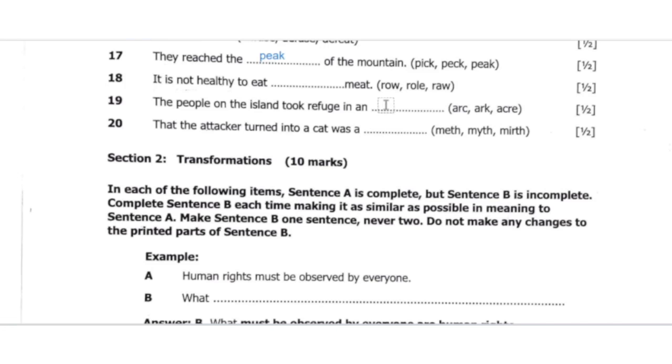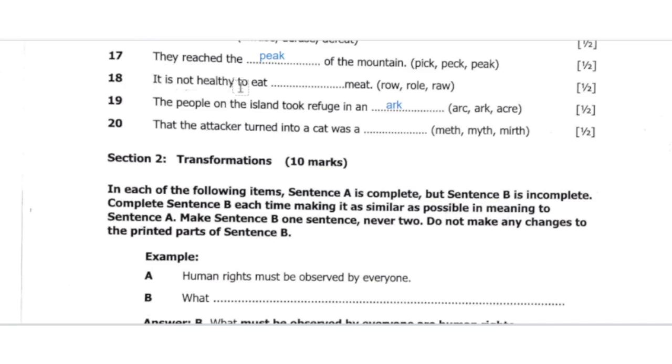And I've realized that I've skipped 18. Let me just write this answer, then I go back to 18. Sorry for that, I didn't see that I'd skipped 18. Okay, we come to question number 18. It is not healthy to eat dash meat.